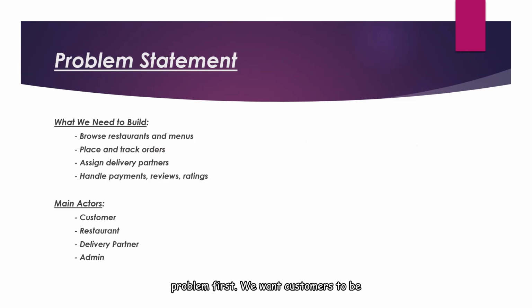Let's frame the problem first. We want customers to be able to browse a variety of restaurants, explore menus, place orders, and track deliveries in real time. At the same time, delivery partners should be able to receive delivery assignments, update order statuses, and complete deliveries. Restaurants will manage their menus and accept orders.